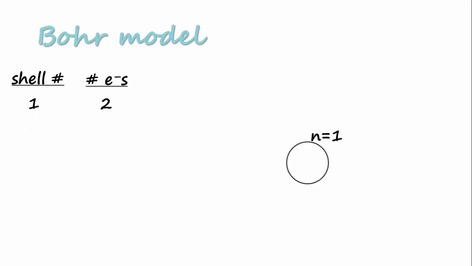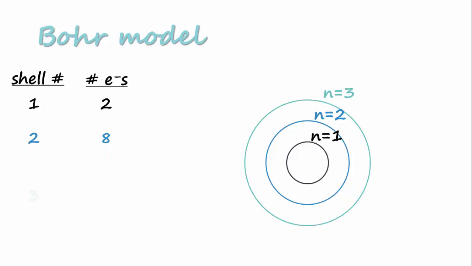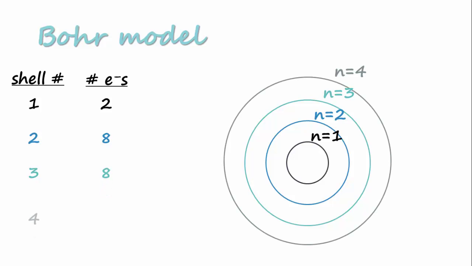So how many electrons can you fill in each energy level according to the Bohr model? We'll only focus on the first 20 elements in the periodic table when it comes to writing the electron configurations. The first 2 electrons go to shell number 1. The next 8 electrons go to shell number 2. The following 8 electrons go to shell number 3. And the last 2 electrons go to shell number 4.